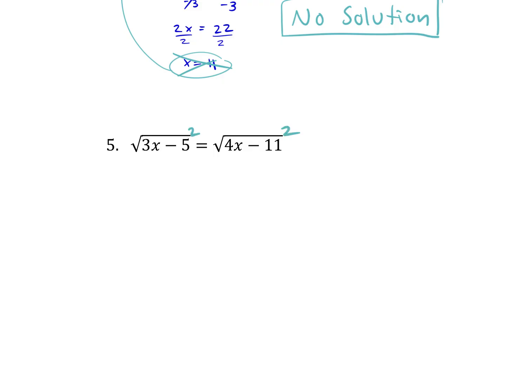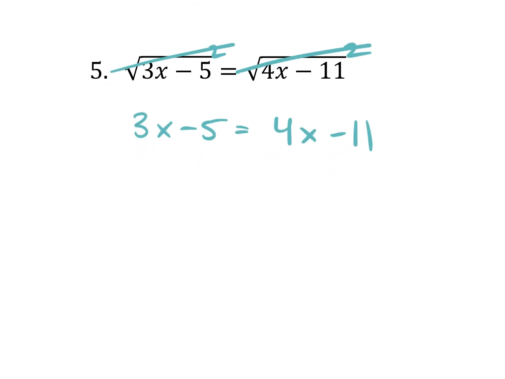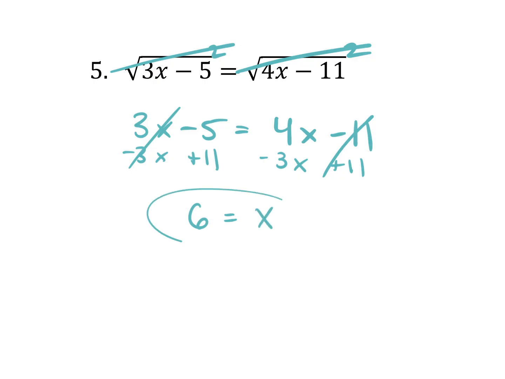What should we do when we have a square root equals a square root? Square both sides, so they cancel out. So 3x minus 5 is equal to 4x minus 11. From here, we just need to solve. Let's put the x's on one side and the numbers on the other. I'm going to subtract 3x and add 11. What's negative 5 plus 11? 6 equals 4x minus 3x, which is x. So 6 equals x.